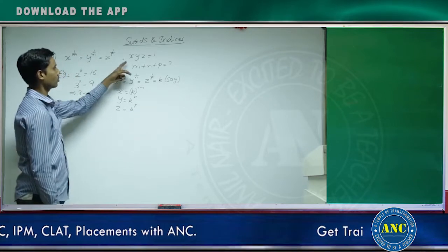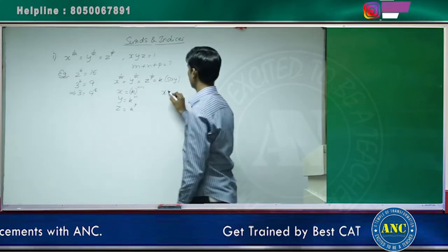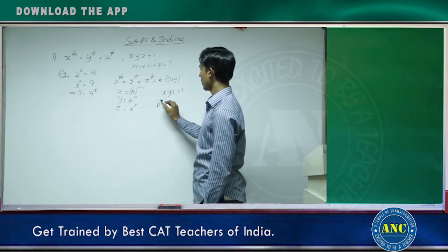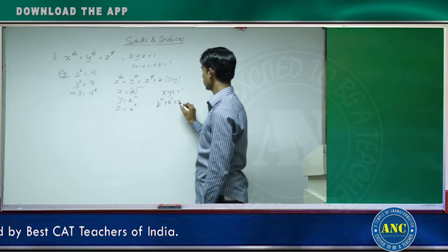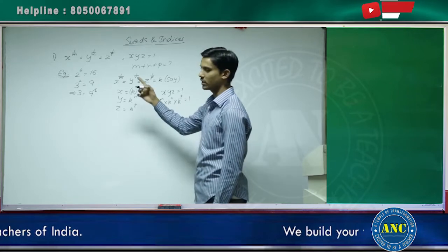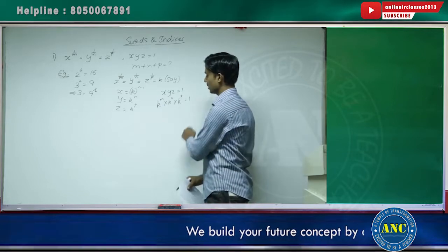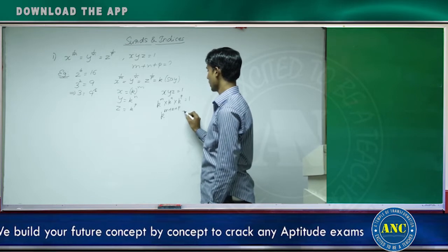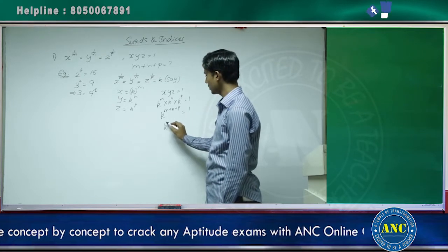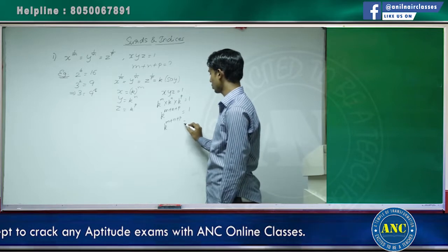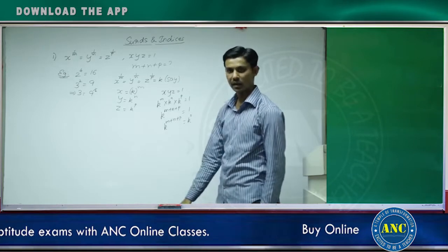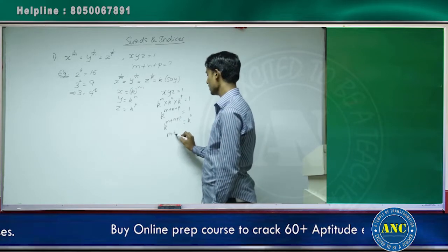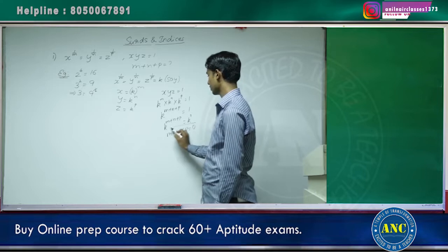It is also given in the question that xyz equals 1. Substitute k power m into k power n into k power p equals 1. Just now we studied the laws of indices: if the bases are the same and they are multiplied, add the powers. So it becomes k power m plus n plus p equals 1. Left hand side is k power something; the right hand side 1 can also be written as k power 0. Bases are the same, so equate the powers. So m plus n plus p will be equal to 0. The answer for the first question is 0.